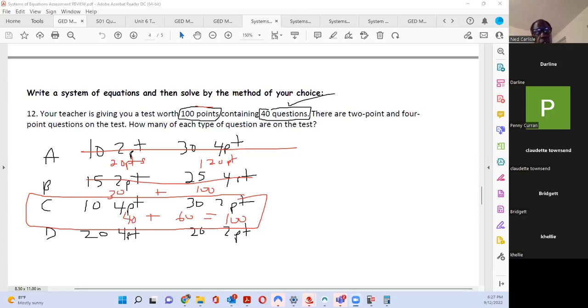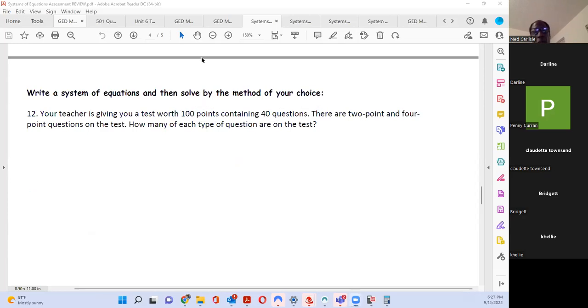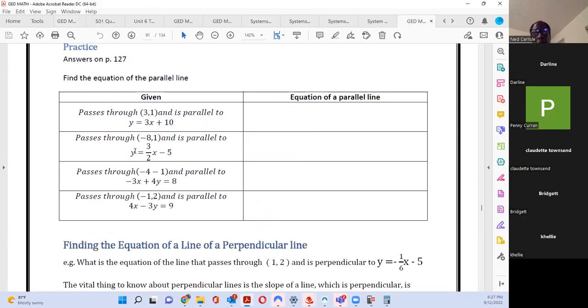Everybody got me? Okay, now, the second problem was, Earl, you wanted in the book, correct? Let me see. It says passes through (-8, 1) and is parallel to y equals 3/2 x minus 5. They want to know the equation of a line which is parallel.